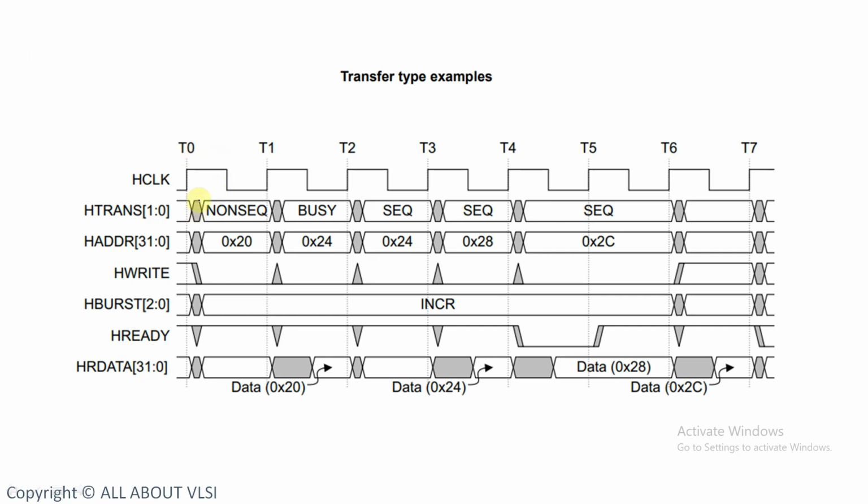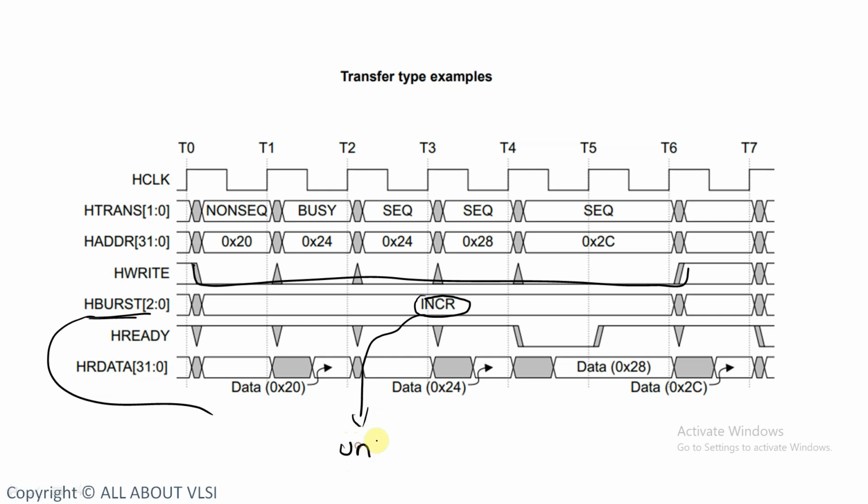Now let us try to understand this with an example. For example, here we can see we are performing a read operation, because HWRITE is equal to 0. In this particular case, HWRITE was equal to 0. Okay, very good. Now we need to send how many packets? Here in this example, it is INCR burst, which means it is undefined length burst.